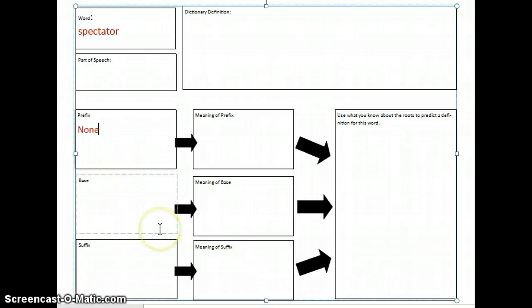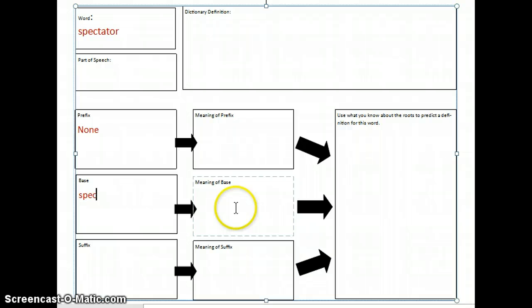Not every word has to have a prefix, and not every word has to have a suffix. Sometimes you might also have more than one prefix or more than one suffix. But this time, for this particular word, I don't have any prefix at all. So then I'm going to come down to my box that says base word, and I'm going to type in my base word, spec. If I look on my list of bases, I see that this word means to watch. So spec means watch. So I filled that in right there.